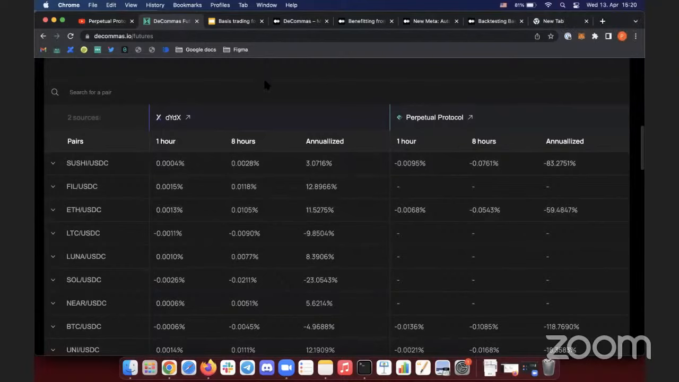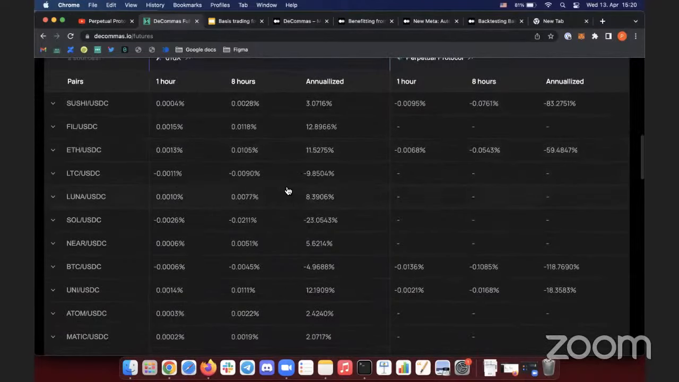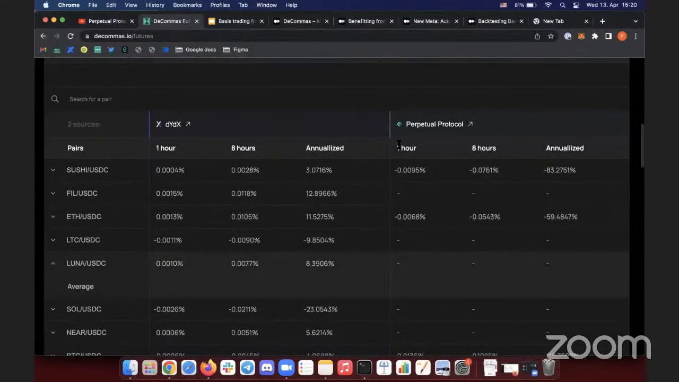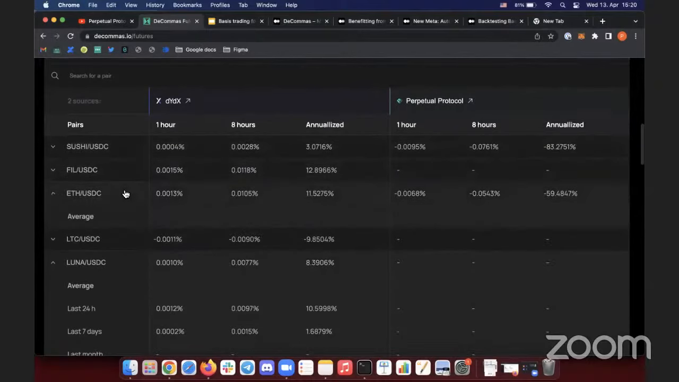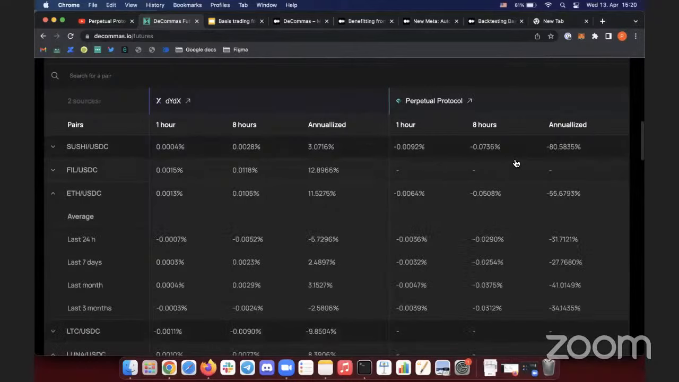So this is the current interface for the funding rates dashboard that we have. You'll be able to see the momentary funding rates for 1 hour, 8 hours, annualized, currently for Perpetual protocol and DYDX, to see the arbitrage, or just to see what your possible positions on Perpetual are. In the next UI version, we will have both Perpetual protocol V1, right now it's still only V1, then V2, DYDX and Mango Markets.